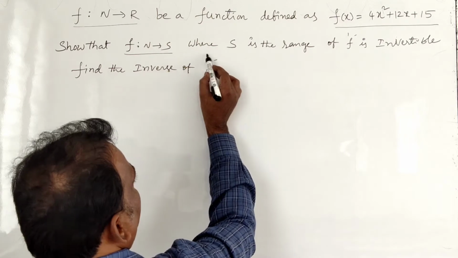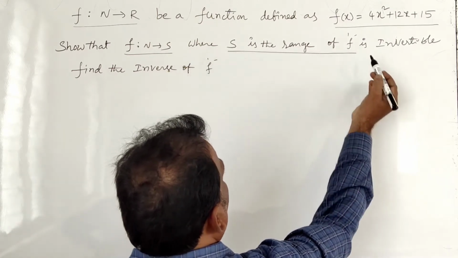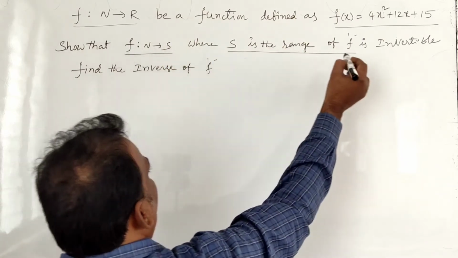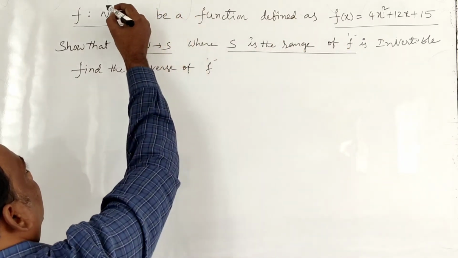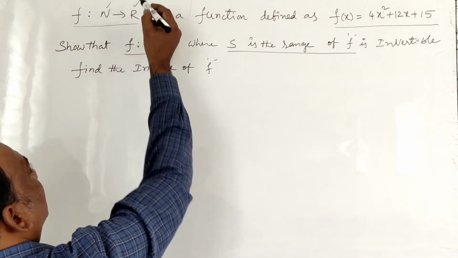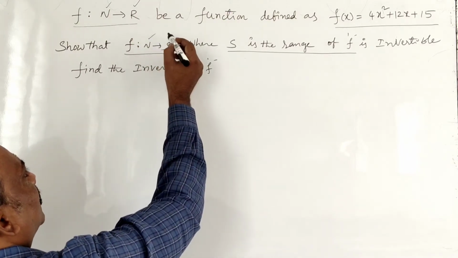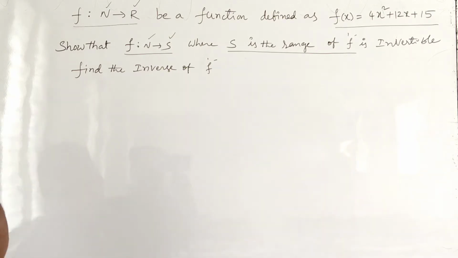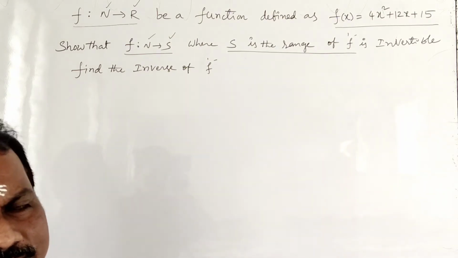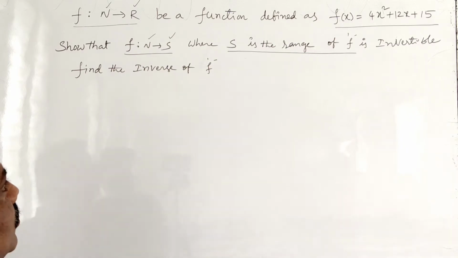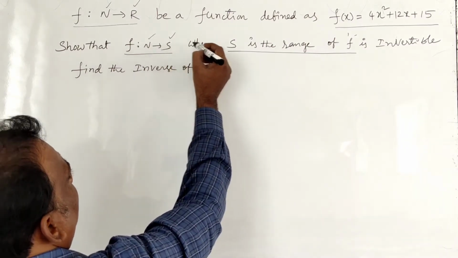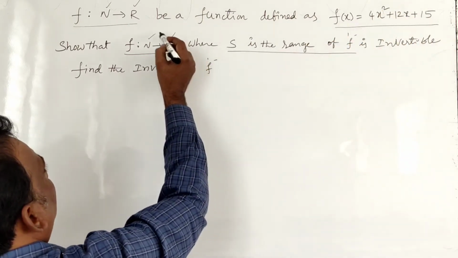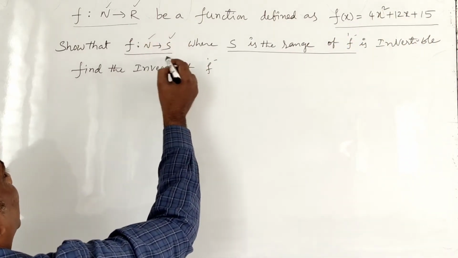Here you read it, where S is the range of f is invertible. In this range we have to prove it is invertible, not in this range. Here domain is natural number, range is real number. Here domain is natural number, range is S. S means nothing but irrational numbers. Irrational numbers are denoted with S or Q complement. So in this range we are going to prove. That's why for this function we have to take only this as the domain and codomain, not this.